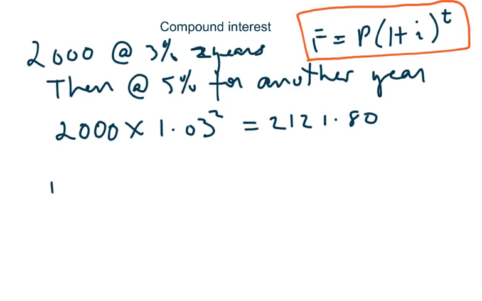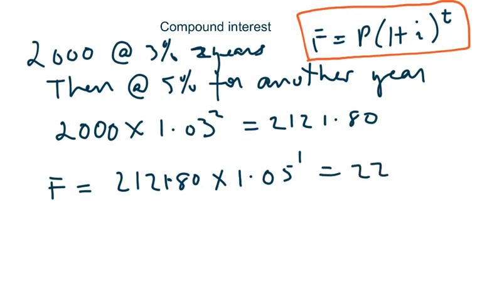So the next part will be F, the future value, is equal to 2,121.80 multiplied by 1.05, that's the 5%, to the power of 1. It's 1 year. And that's going to give me 2,227.89. So if he puts that 2,000 in the bank for 3% for 2 years and then 5% for another year, he gets 2,227.89.